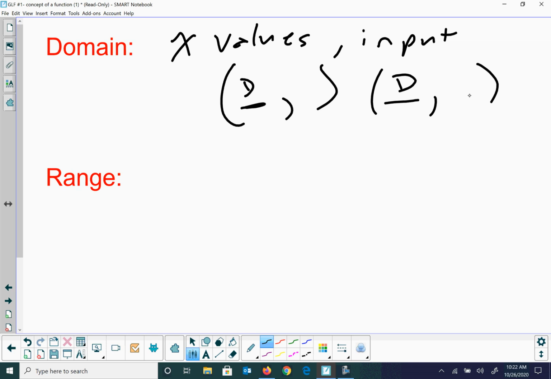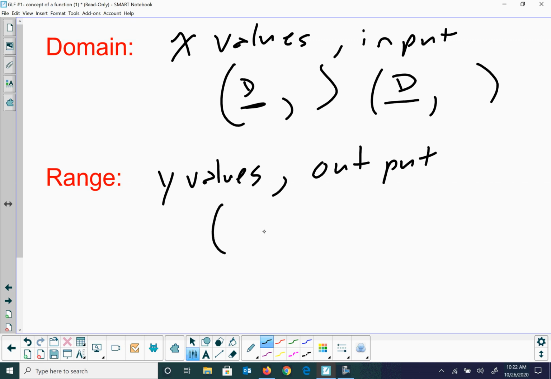And I don't have a y value there. The range are the y values. We also call that the output. So if we had some points, just fictitious points, the ranges are the y values.